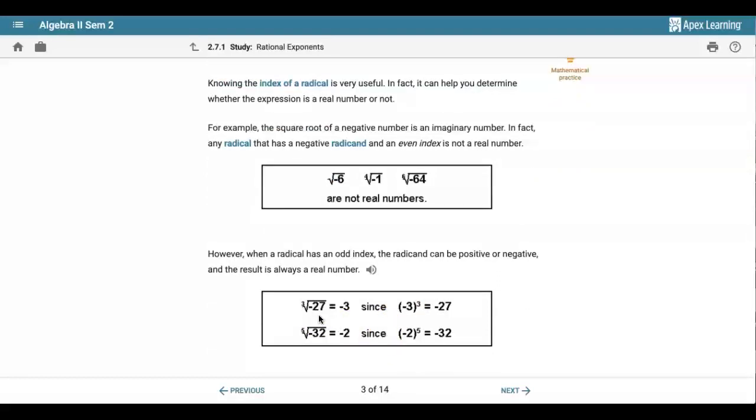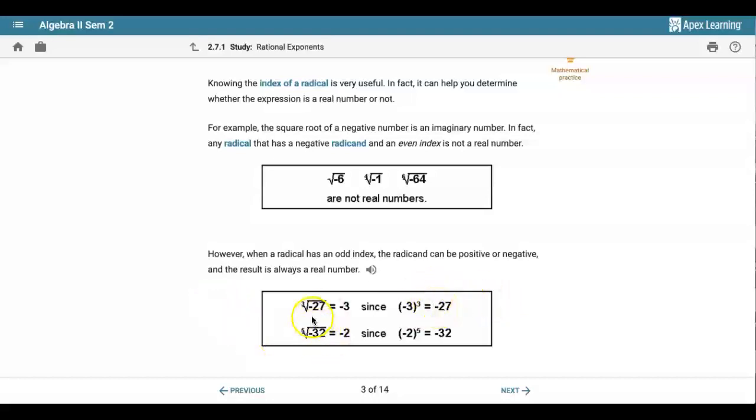What I can do is have a positive or a negative radicand, because if I look at the third root of -27, that's going to give me -3. The reason I can do that is because if I take -3 and cube it, the first two, -3 times -3, cancel those negative signs and give me a +9. But then I have a third one here. That +9 gets multiplied by -3, so that's how I get this -27.